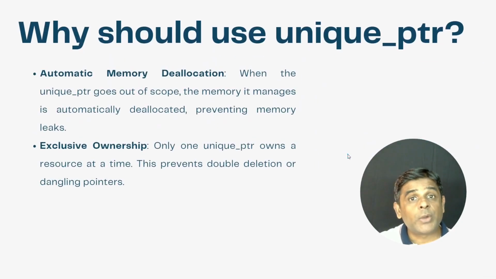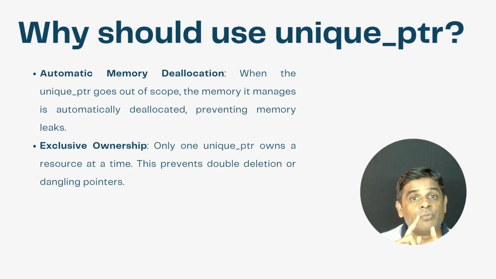Now why should we use unique pointer? First reason is it automatically deallocates the memory. That means all the problems that we were facing using raw pointers, like memory leak and dangling pointer, will be resolved using unique pointer. One more advantage is that only one unique pointer holds a memory reference or ownership of the memory location. There are no two unique pointers pointing to one memory location. That is not possible in case of unique pointer.